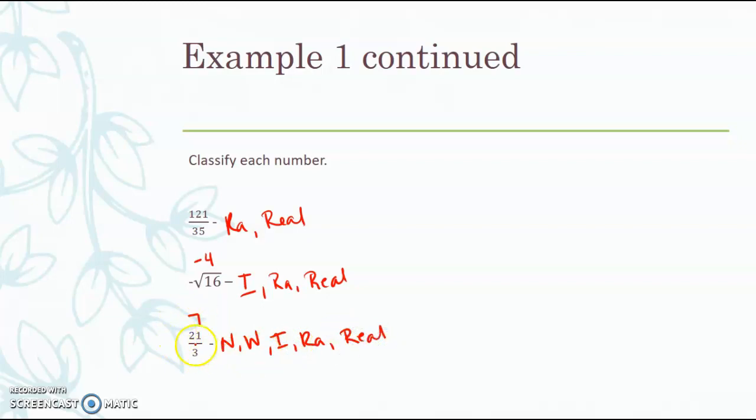Now, it didn't just give it to us as a whole number, it gave it to us looking like a fraction. But I have to think, does my denominator divide into my numerator evenly? And if it does, then I have to go ahead and do that. But that's how we can classify a number. And then that is all for classifying numbers.